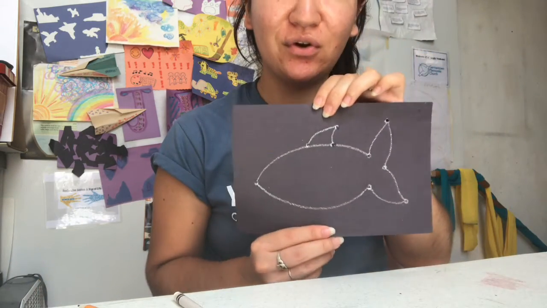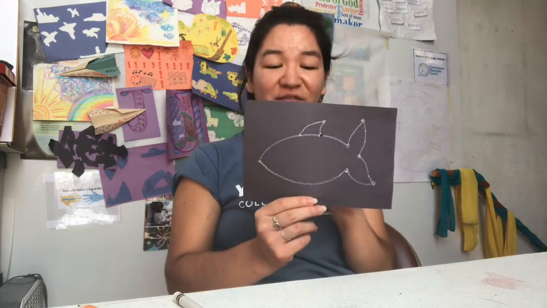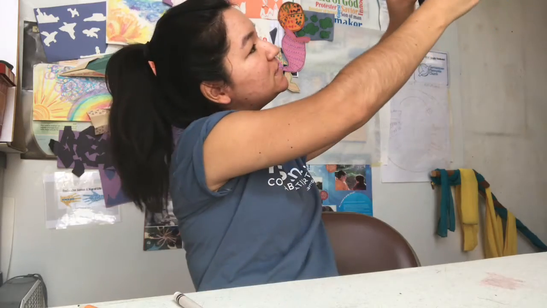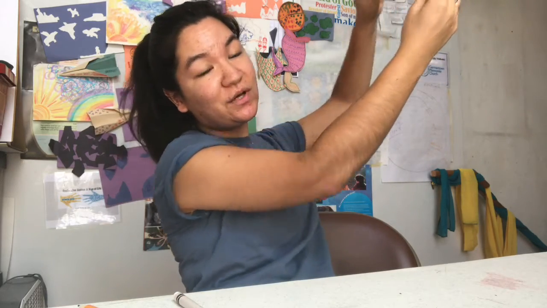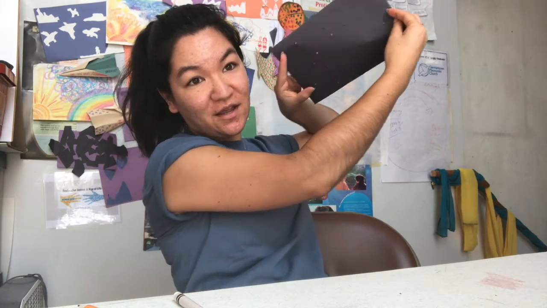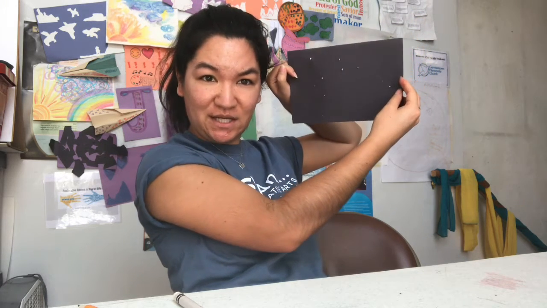Okay. So I poked holes. It's kind of hard to see. If I want to check what it looks like, I can hold it up like this and the light will come through. So you can kind of see. It doesn't look like a fish like I would like it to. So I think what I'm gonna do is go back to my drawing and do some more stars along here so that it looks more like the body of the fish.